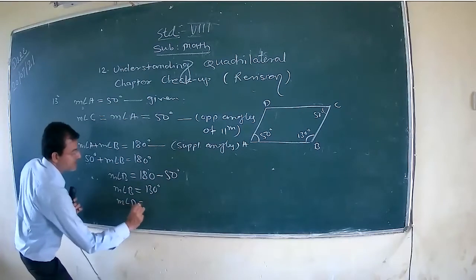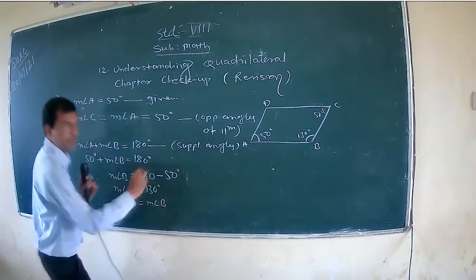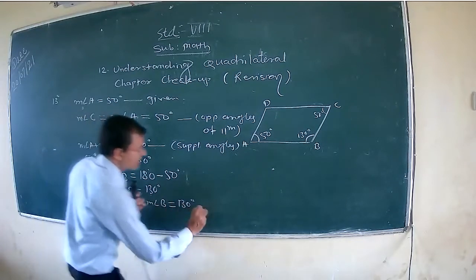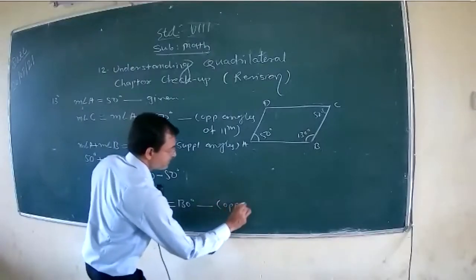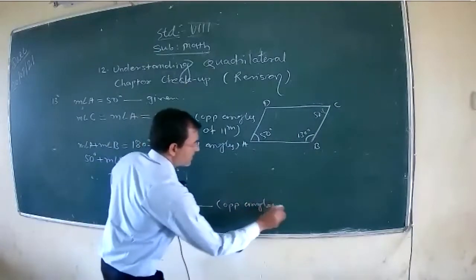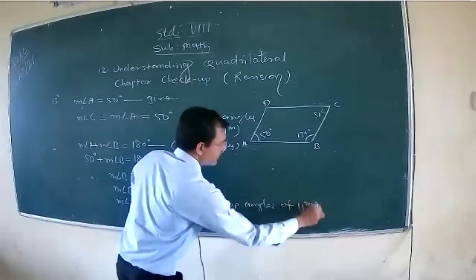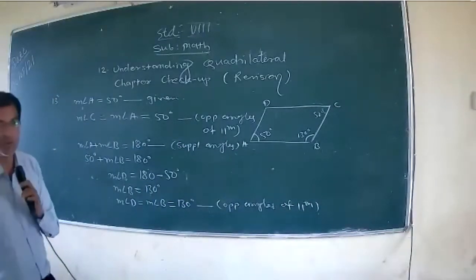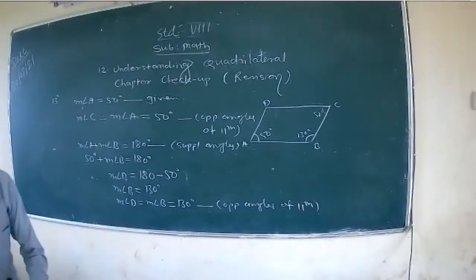measurement of angle D is equal to measurement of angle B. And B means 130 degree. So the reason is opposite angles of parallelogram. So in this way you can write the answer. Okay, this is question number 13. Just wait.